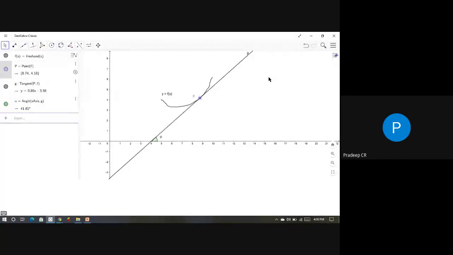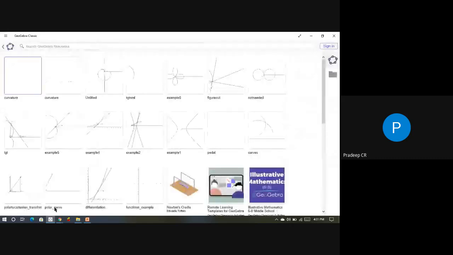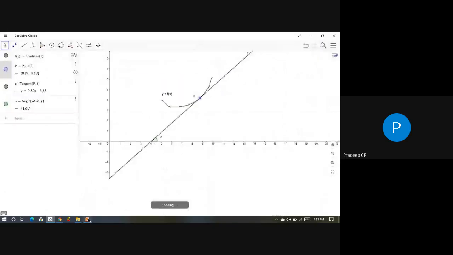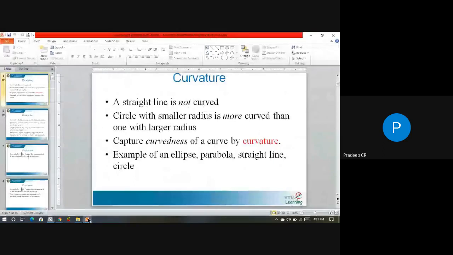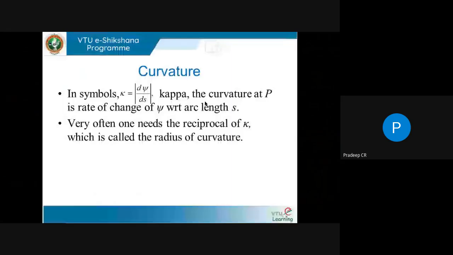Yesterday we also saw that the bigger the radius of the circle, the smaller is the curvature, because the total amount of curving is less when we take the circle's radius to be large. So all this we saw yesterday. And we also gave an expression for curvature. What was that? So this is the definition of curvature. Kappa, that is curvature, is the modulus of d psi by ds. Mod of d psi by ds is the curvature at any given point.